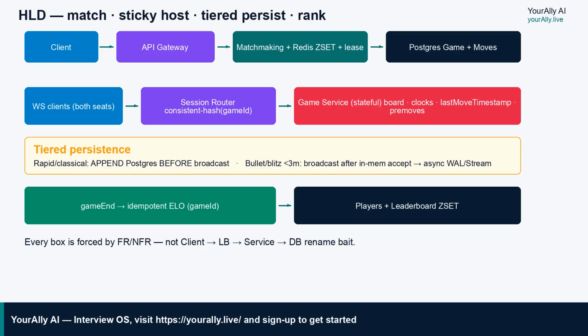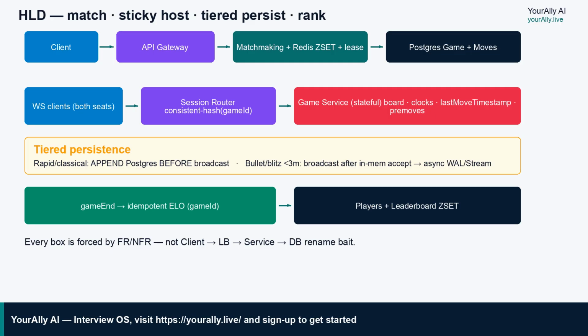Start left. The client posts matchmaking through an API gateway with a time control like Blitz 3 plus 2. The matchmaking service ignores any client supplied rating, loads ELO from the player record, writes a match request and ZADDs into a ready sorted set keyed by that time control with score equal to rating.